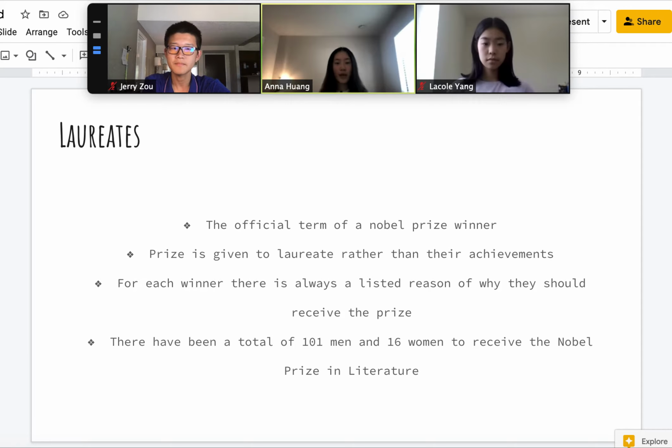And throughout all of these years since 1901, when the first Nobel Prize in Literature was given, there has been a total of 101 men to receive the Nobel Prize in Literature and only 16 women. And as a total, that would be 117 people to receive it, but only 113 awards have been given. And next.